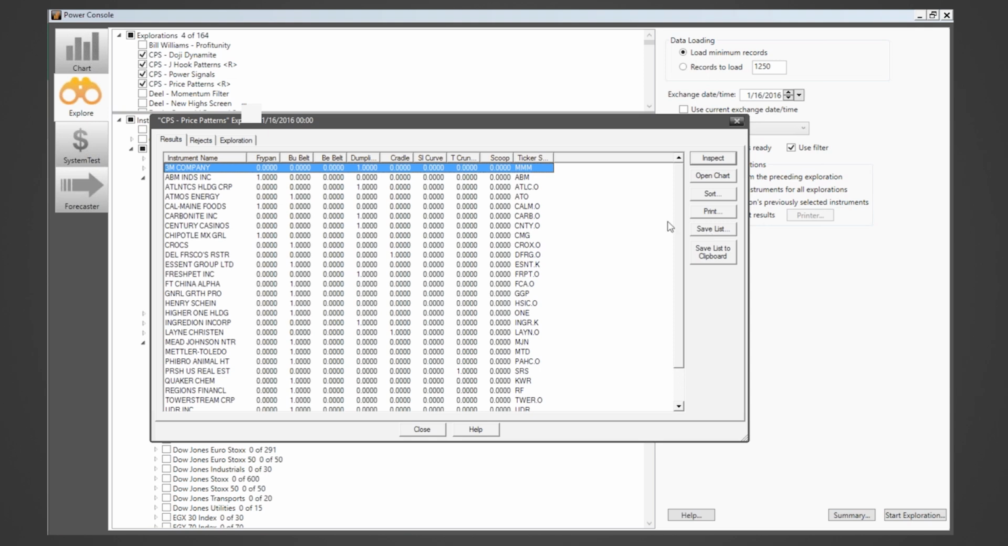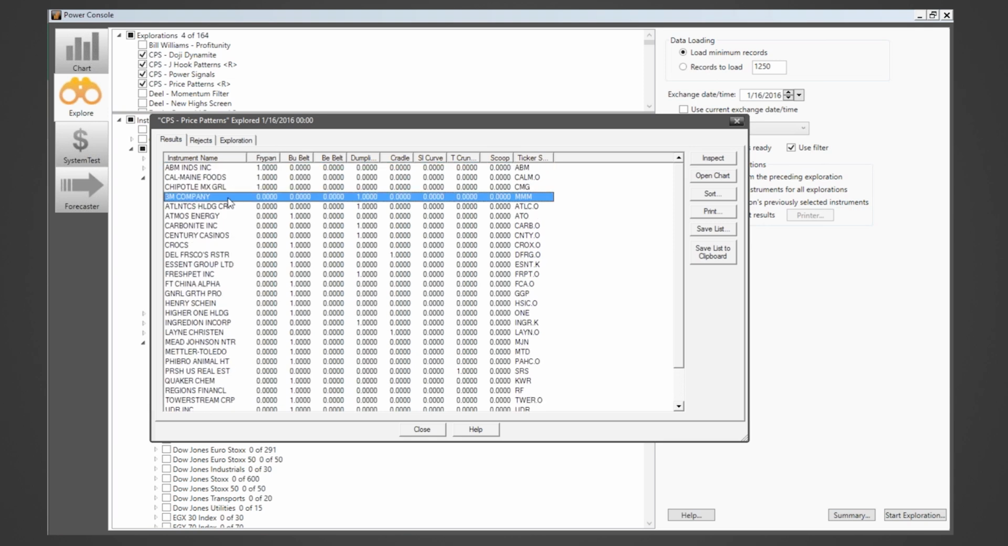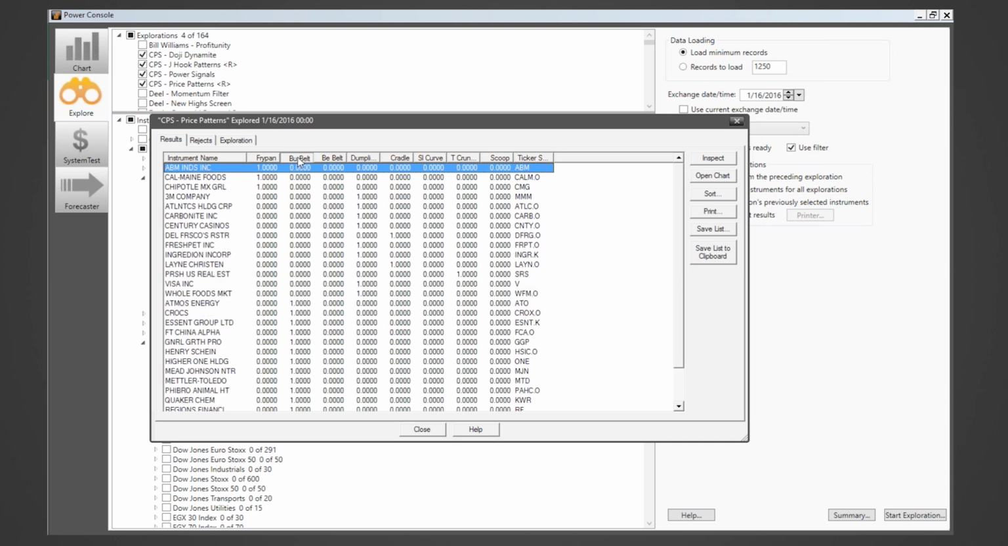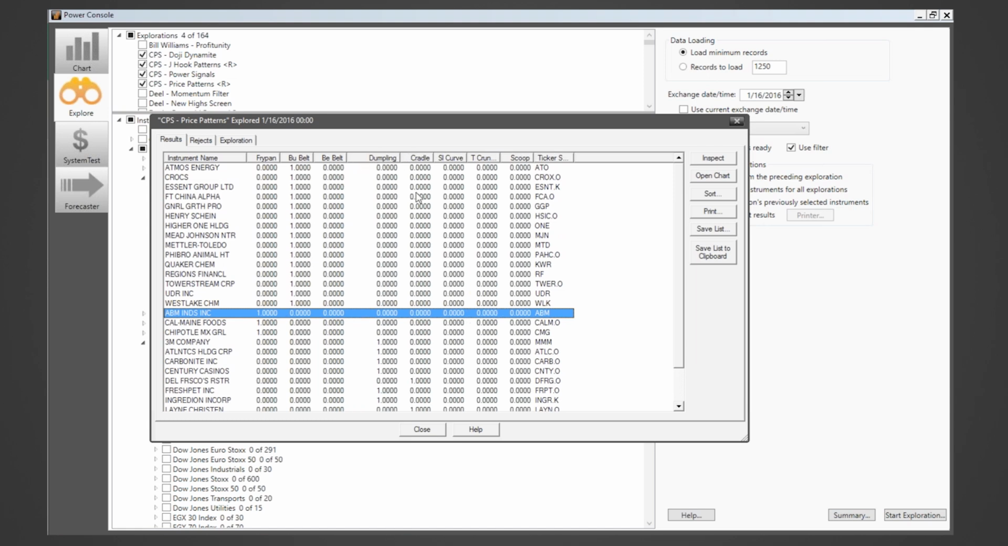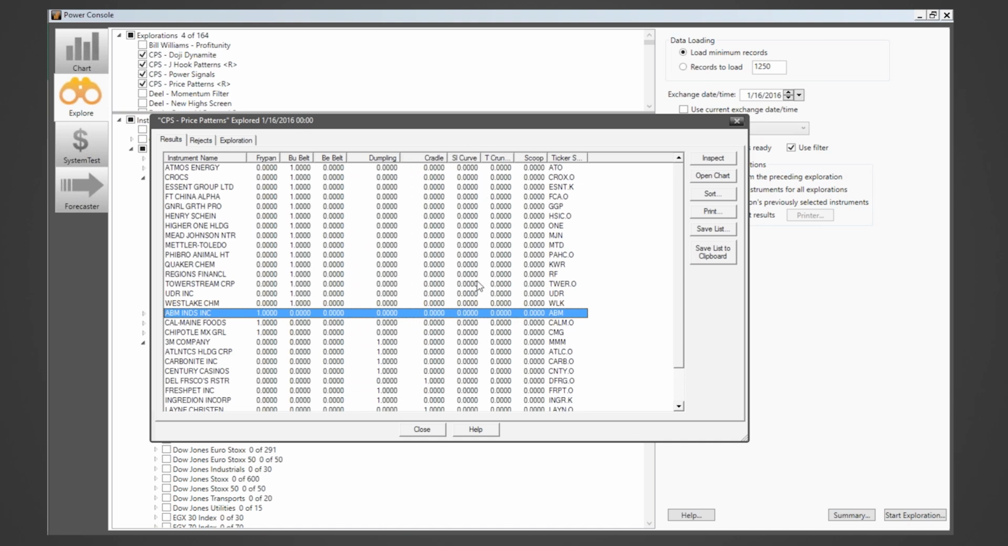If we wanted to, for example, see the ones that had a fry pan, if I just sort by this fry pan column, Chipotle Mexican Grill, Cow Mein, and this ABM INTS had a fry pan pattern. This would be the bullish belt hold. Again, if I just wanted to sort all the ones to the top, I can see which ones have a bullish belt hold, bearish belt hold, the dumpling top, the cradle, etc. Any of these are all going to have one of these price patterns.